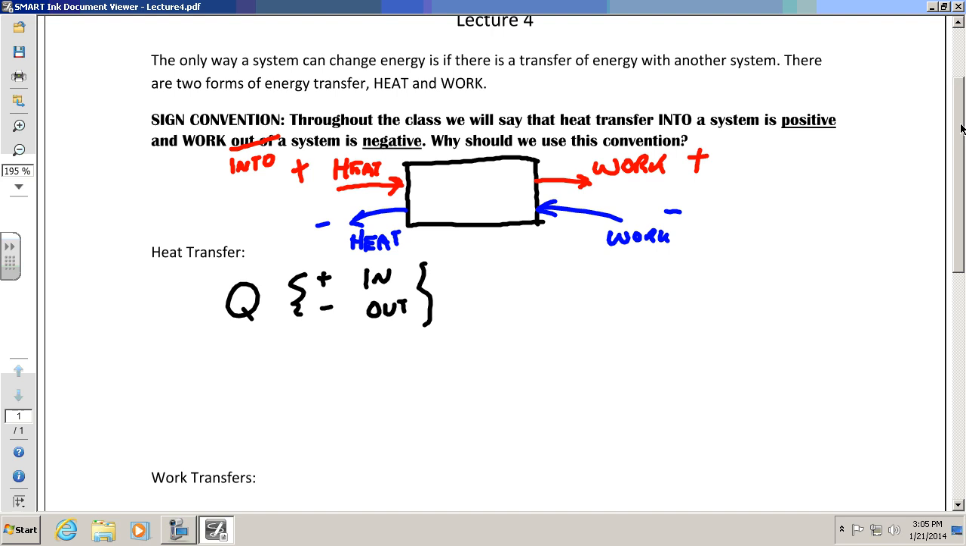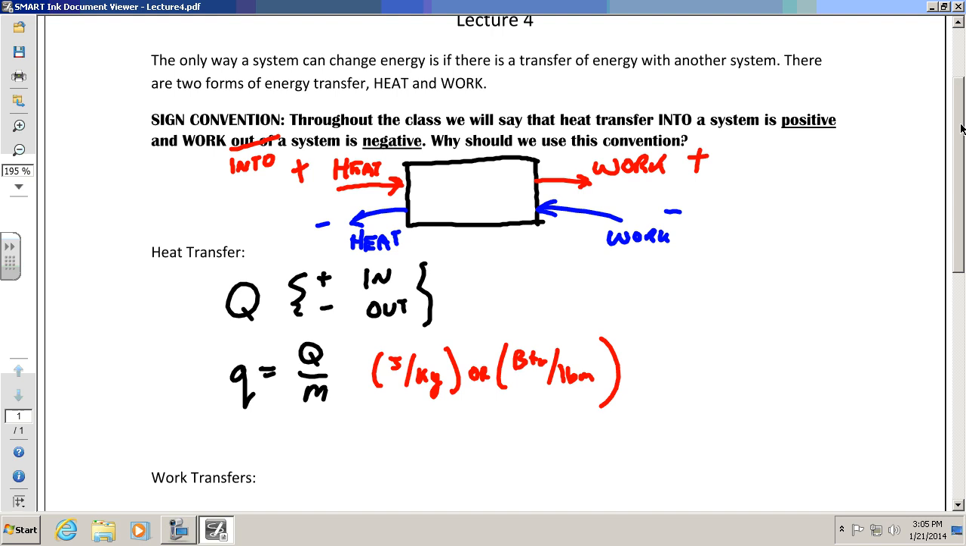If I write it per unit mass, I write it as a lowercase q. And basically that's heat transfer per mass. And of course those units would be joules per kilogram or BTU per pound mass. Okay? Now, there are three basic forms of heat transfer.